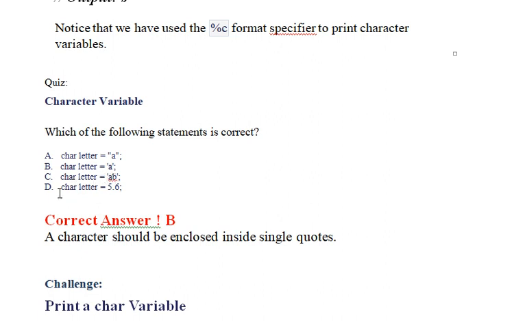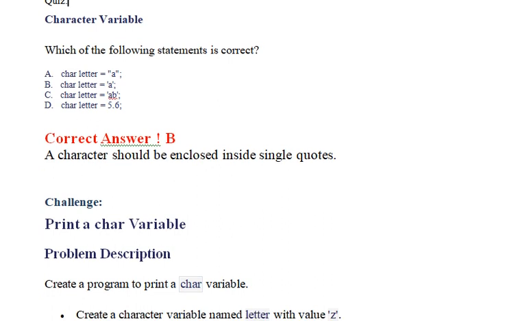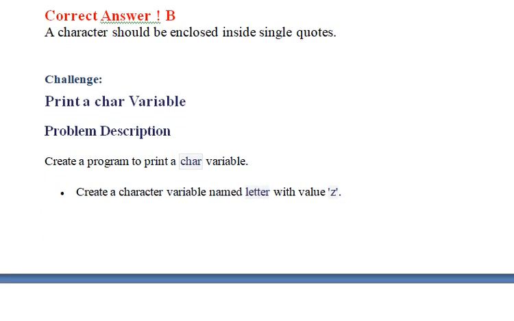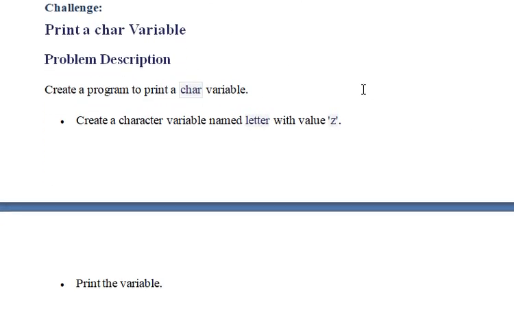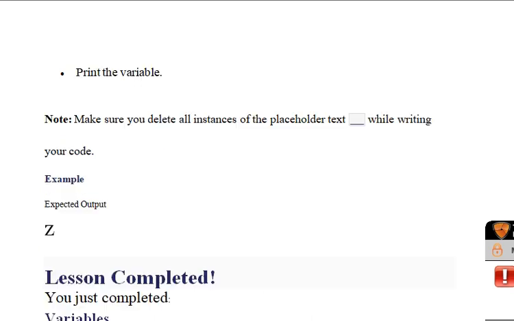It will be an error on execution. Character letter 5.6: I already said that 5.6 comes under the floating number, or float number. It doesn't come under the character letter, so it is wrong. A character should be enclosed inside single quotes. B is correct. So the next challenge is that instead of the character s, you take a z, execute it, and see whether you get the output or not.